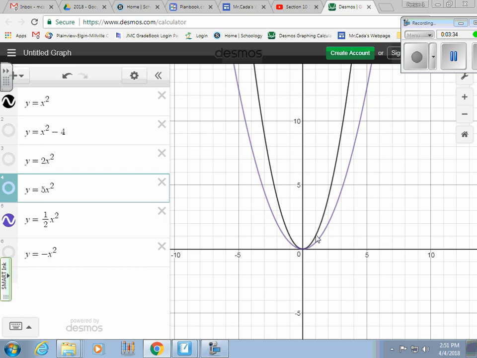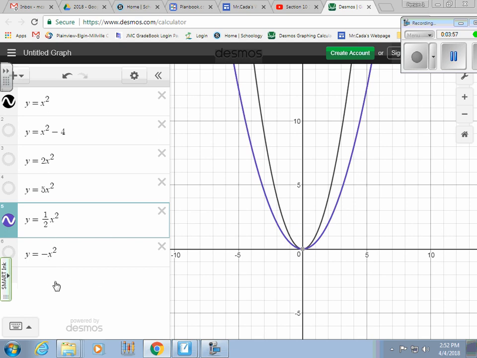Because in this case, plugging in 1 to the parent function, I get 1. But plugging in 1 to this function, I get 0.5. I get something that's closer to the x-axis. This 1/2 makes all the points shrink down closer to the x-axis. And so vertically, they come down. So they call it a vertical shrink. And so the way you see it on the graph, though, is it looks wider.